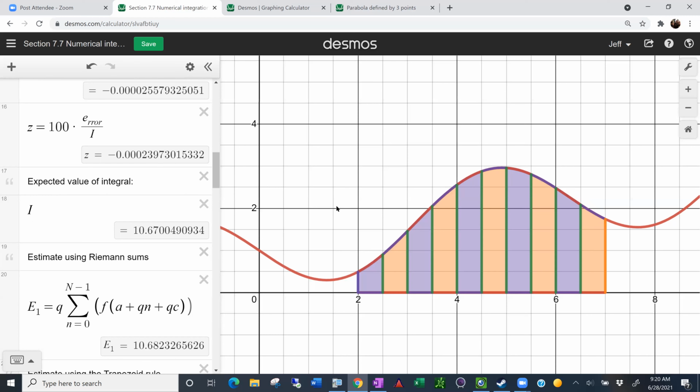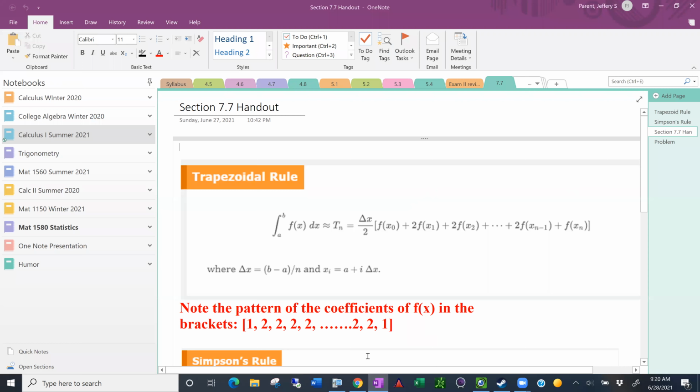It's a way to try and find the area between the curve and the x-axis over some interval. But how do you apply that, if you're stuck doing this by hand? Well, we'll do a couple examples of doing this by hand. And the handout that I gave you kind of shows you how this works. So if you want to estimate things, then you can use this method, which is called the Trapezoid Rule.